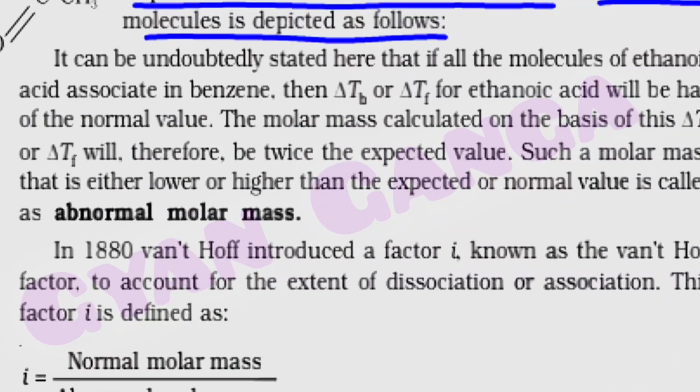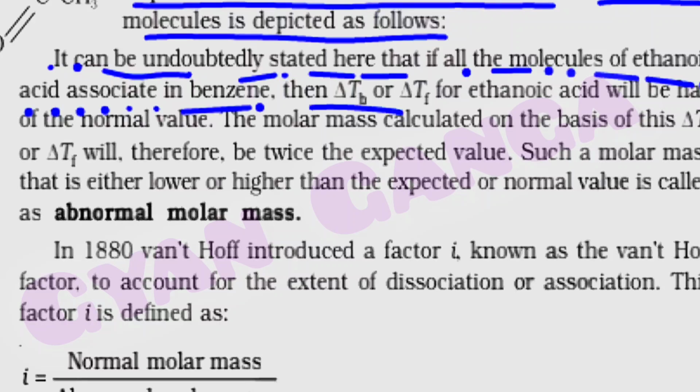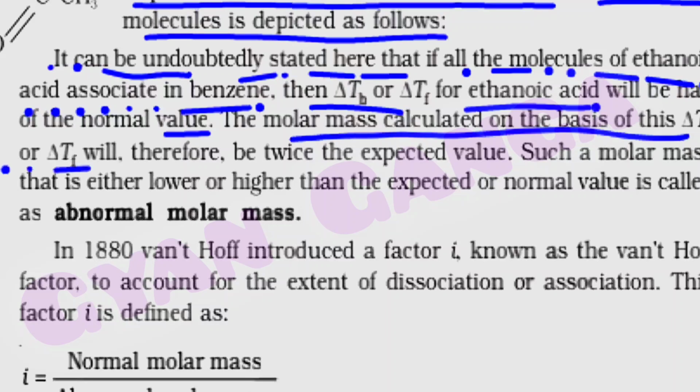It can be doubtlessly stated that if all the molecules of ethanoic acid associate in benzene, then ΔTb or ΔTf for ethanoic acid will be half of the normal value. The molar mass calculated on the basis of ΔTb or ΔTf will therefore be twice the expected value. Such a molar mass that is either lower or higher than the expected or normal value is called abnormal molar mass.